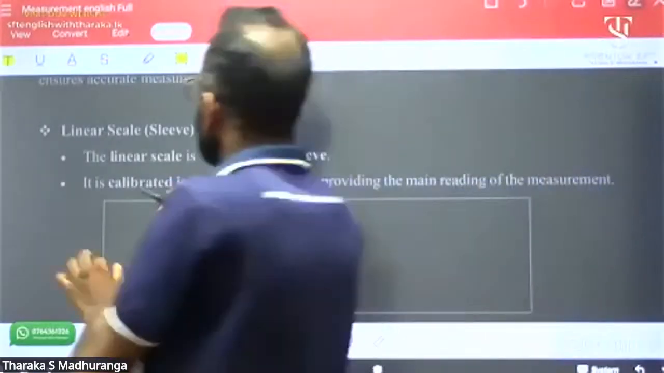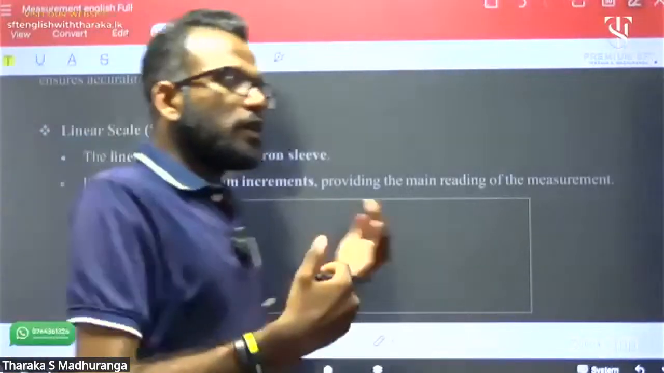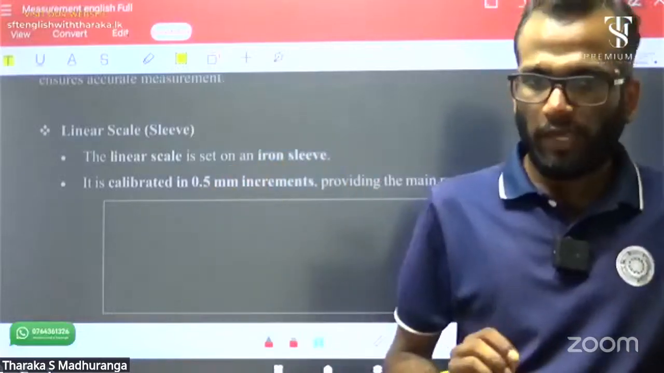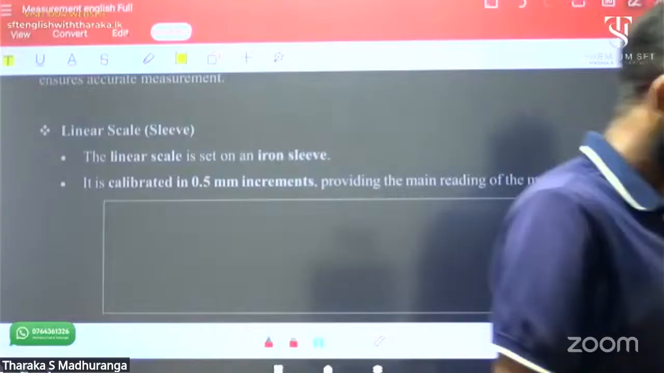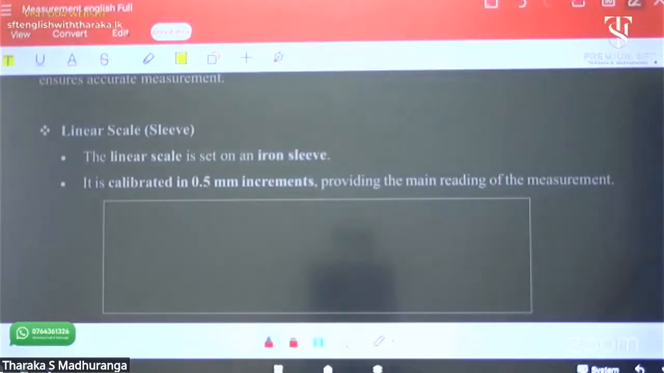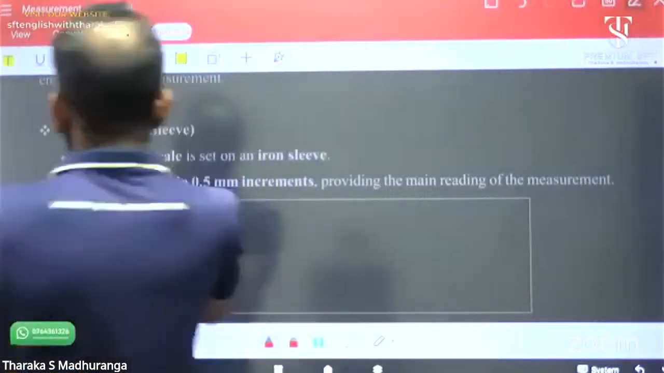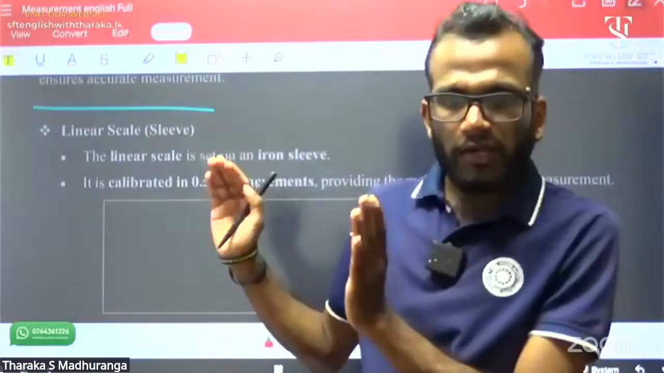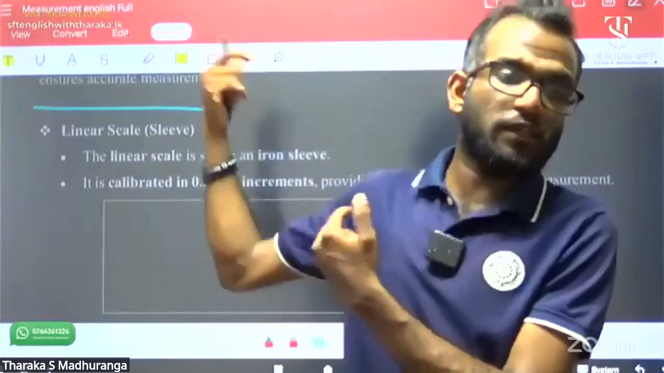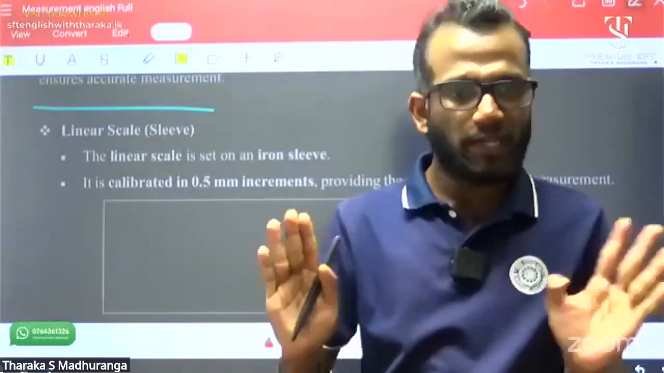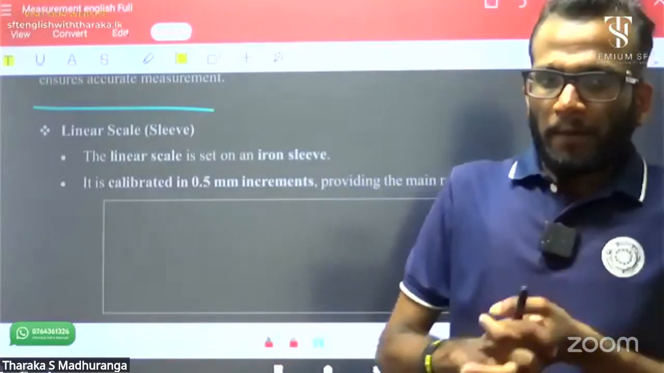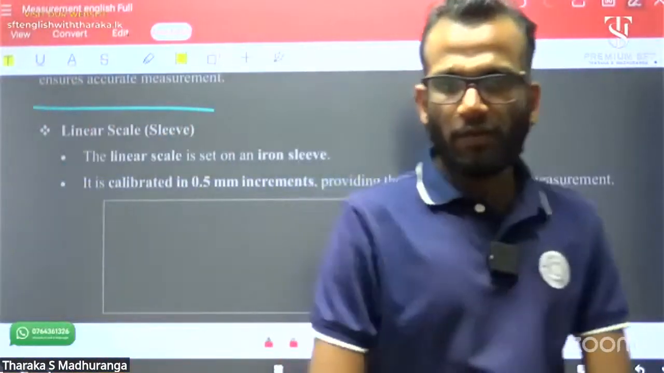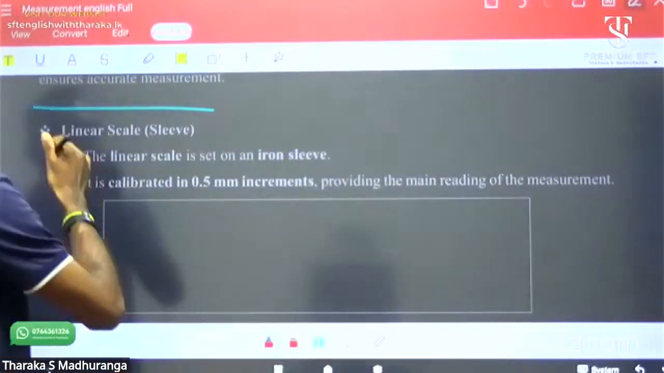Now we move to the most important part. I'm going to explain how to get readings and measurements, how to read a measurement using the micrometer screw gauge. Before that, please send me if you have any doubt up to this point, because the next part is very important. To understand the next part, you should have 100% practical and theoretical understanding of the previous part. No doubt? Okay, our first topic: linear scale.